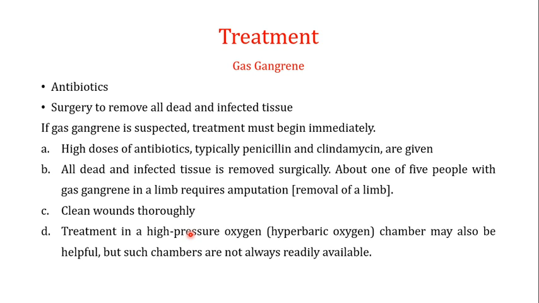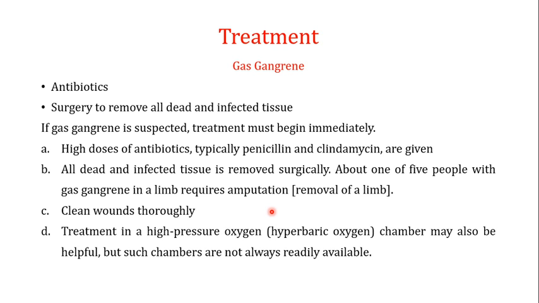Another important thing is when you talk about gas gangrene, you have to go for treatment with high pressure oxygen, which is known as hyperbaric oxygen. These hyperbaric oxygen chambers are helpful, but such chambers are not always readily available. What you do in high pressure oxygen therapy is provide oxygen at a pressure higher than normal air, and that actually stops the growth of Clostridium perfringens, because they are anaerobic and a high concentration of oxygen is toxic to them.